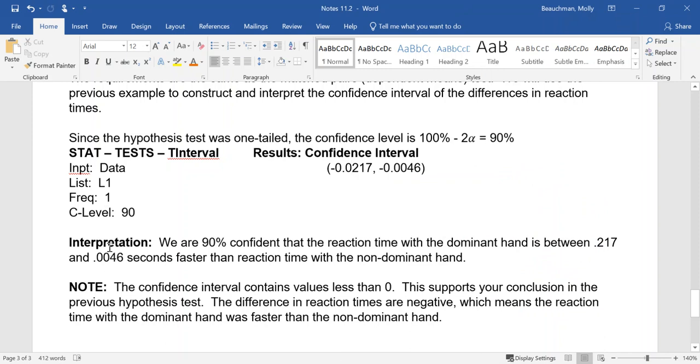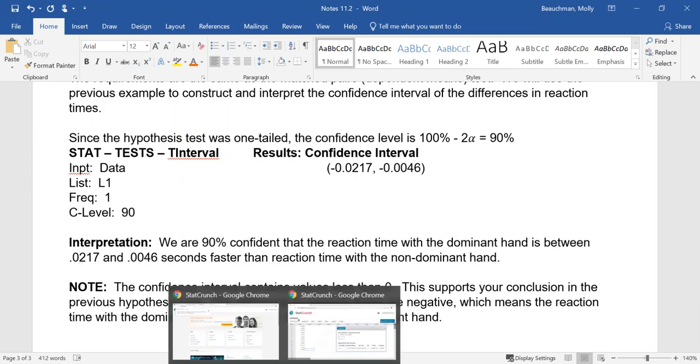So the interpretation is we are 90% confident that the reaction time with the dominant hand is between 0.0217 and 0.0046 seconds faster than reaction time with the non-dominant hand. Notice the whole interval is less than 0, so that supports our conclusion in the hypothesis test. We wanted to know if the difference was less than 0. The difference in reaction times are negative, which means the reaction time for dominant hand was faster than non-dominant.